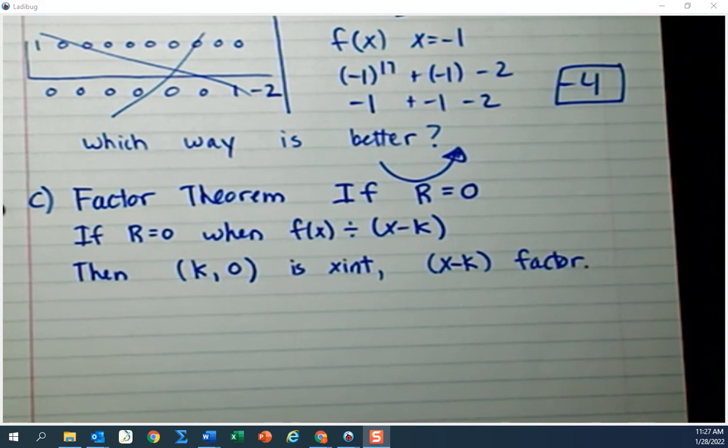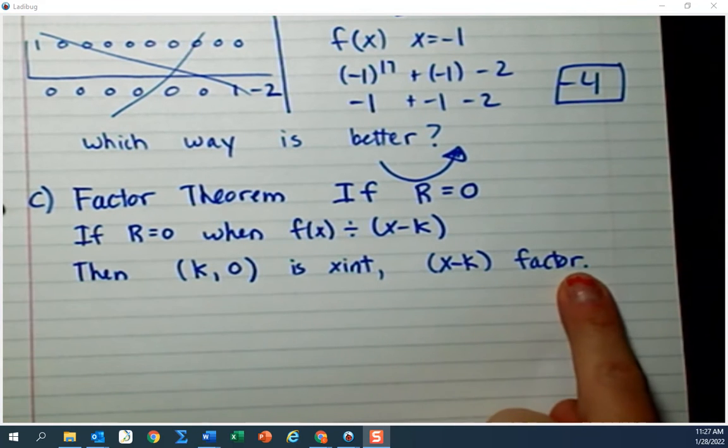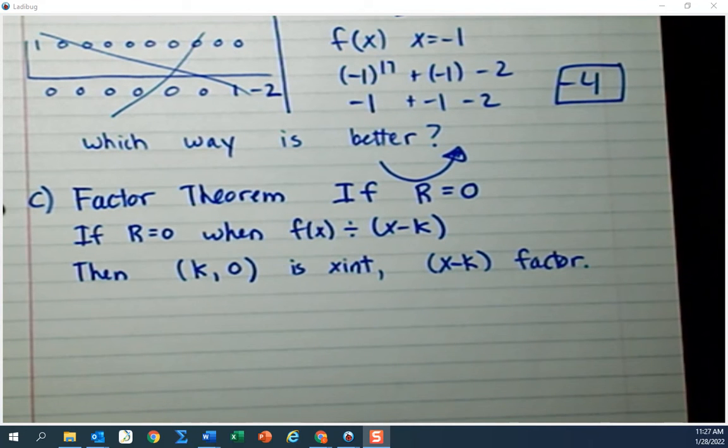It's like a subset of what we learned last class. This time it's specific to a remainder being 0. That's it. Just means that remainder 0 means you get a factor because it divided evenly. There's nothing left. There's no remainder.